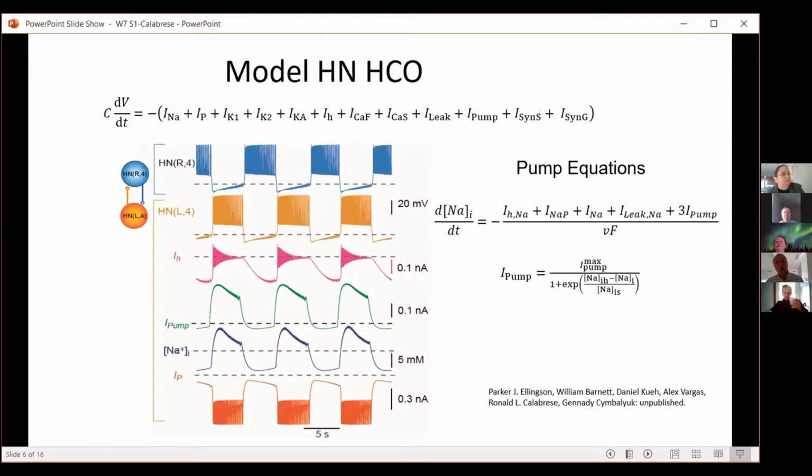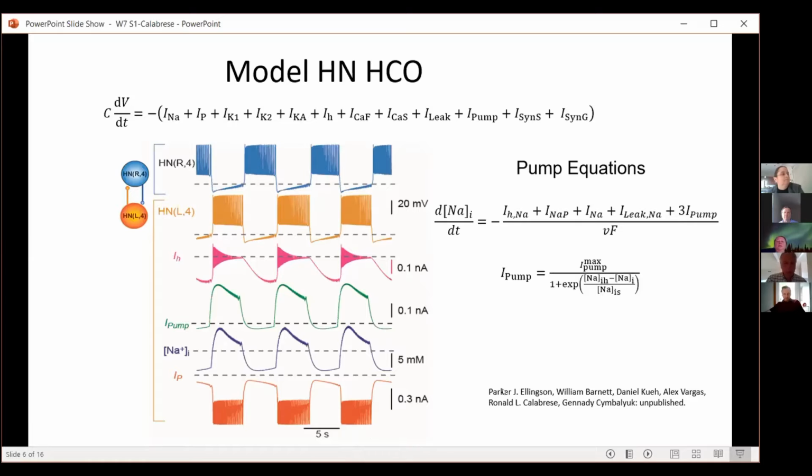We are not in this state. There are states of the system where the pump will saturate, and Genna will talk a bit about that. But here, the pump is not saturating at all.